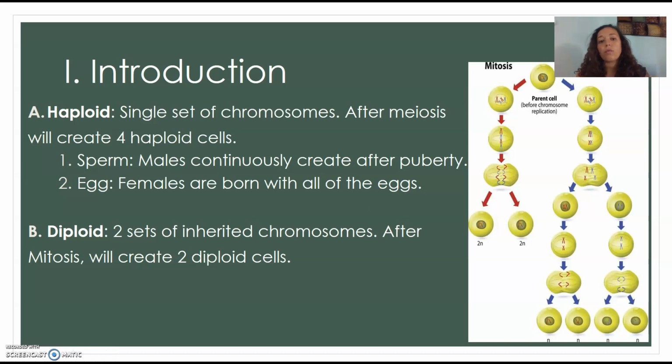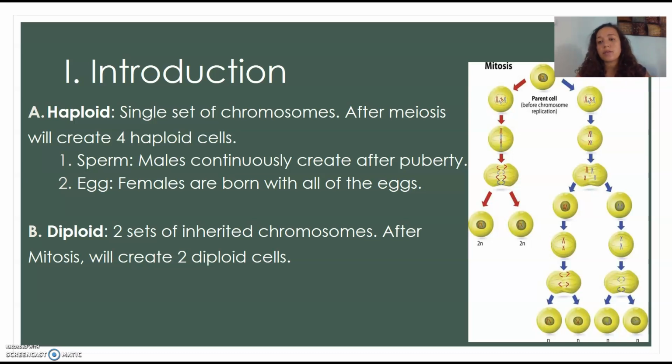So we're going to know the difference between haploid and diploid. Haploid is a single set of chromosomes, so you're going to have half the amount of chromosomes as a normal cell. After meiosis, you will create four haploid cells, a sperm or an egg. Sperm are from males. They are continuously created after puberty. And the egg, which is from females, you're born with all your eggs. So males are always going through meiosis.